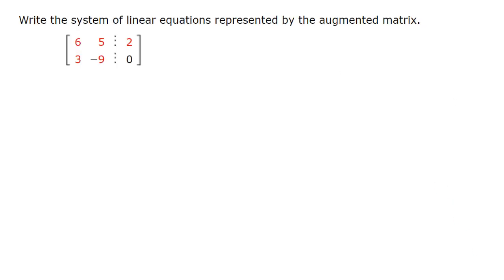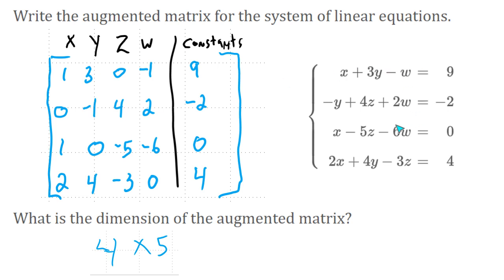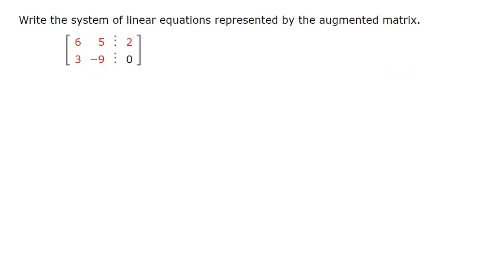So it says write the system of linear equations represented by the augmented matrix. So now we want to go from the blue to the system of equations. Okay, so here the first number is a 6. So that means that's the coefficient for a variable x, and then the 5 is a coefficient for a variable y. Then I have my vertical line, so that means I have an equal sign, and then our constant is 2. Okay, so we're going to have 6x plus 5y equals 2. And then the second equation is 3x minus 9y is equal to 0. And that would be your answer.